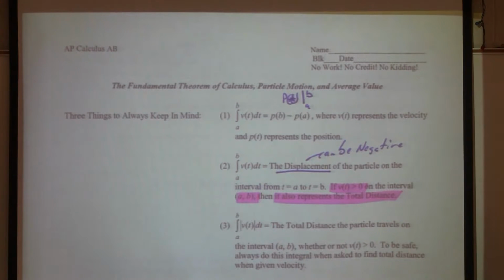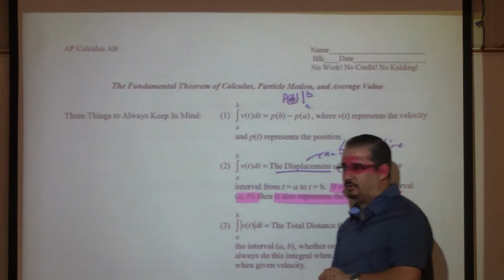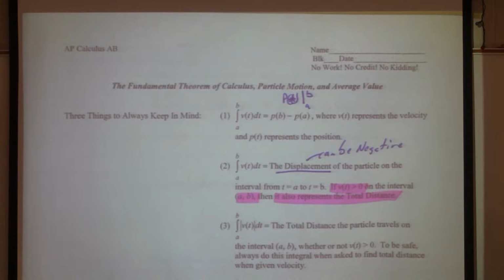Because total distance can't be negative. Displacement can be negative. But not total distance? Right, because then we'd have a part of the graph that was always where? Underneath the curve, so when I do that integral, I'm going to get a what kind of answer? A negative answer, right? And I can't have that because I need it to be total distance. What could I do to that negative answer? Absolute value. Just make it positive, right?